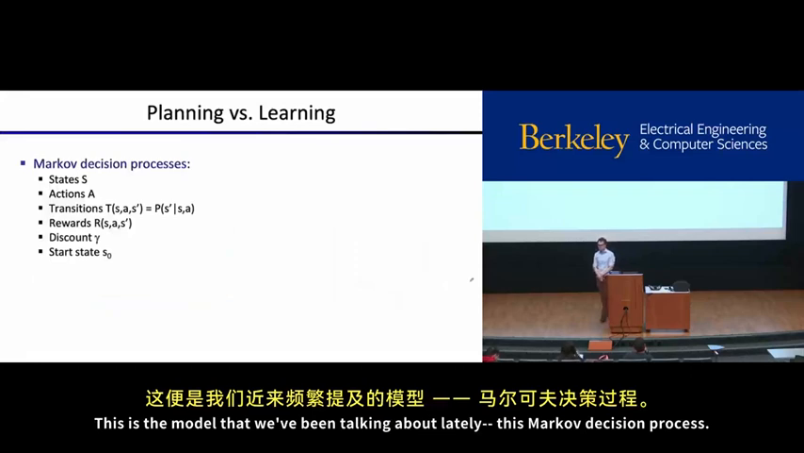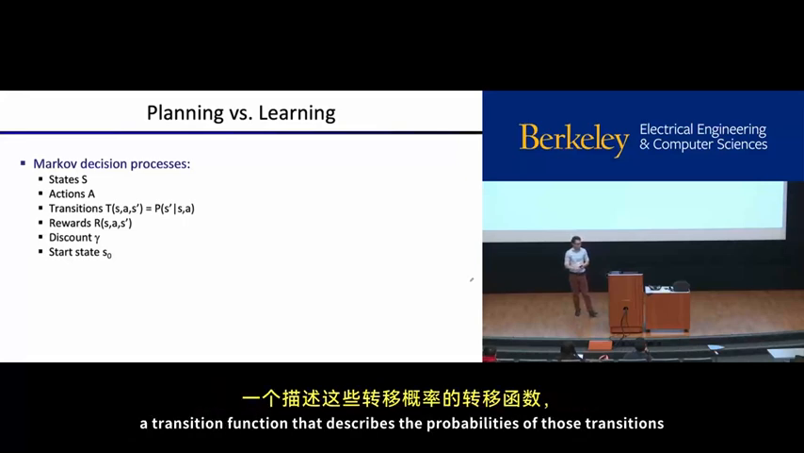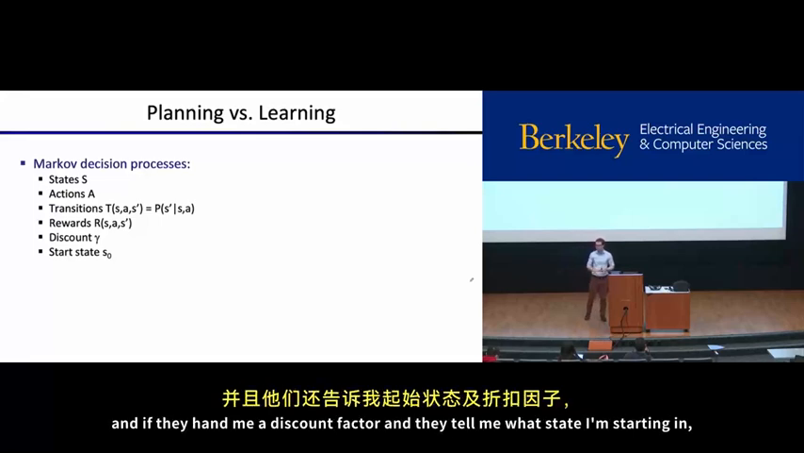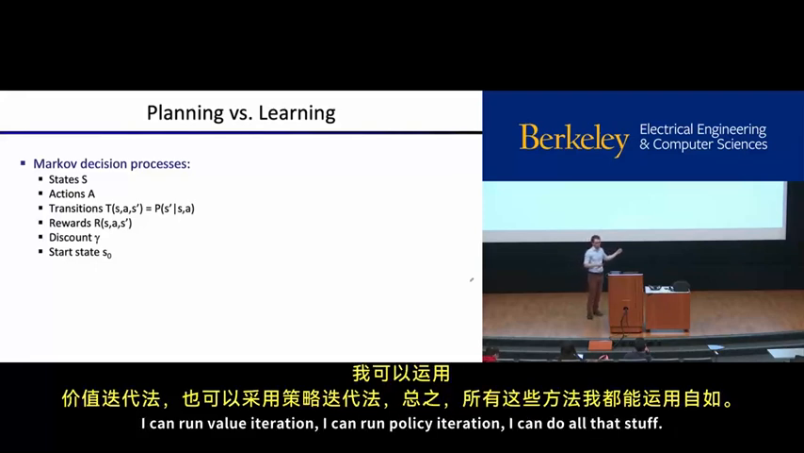This is the model that we've been talking about lately, this Markov decision process. And so it's saying that if someone hands me a set of states, a set of actions, a transition function that describes the probabilities of those transitions, and a reward function that describes the rewards for those transitions, and if they hand me a discount factor and they tell me what state I'm starting in, I'm off to the races. I can run value iteration, I can run policy iteration, I can do all that stuff.